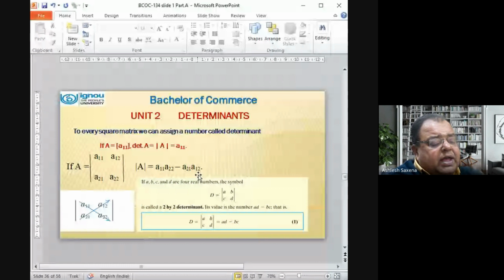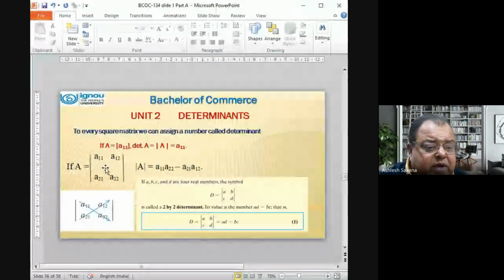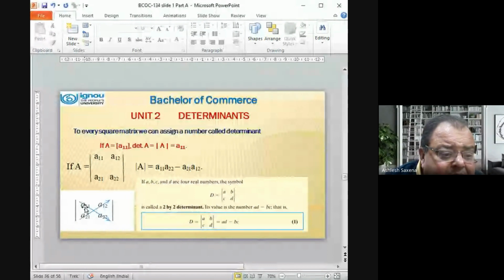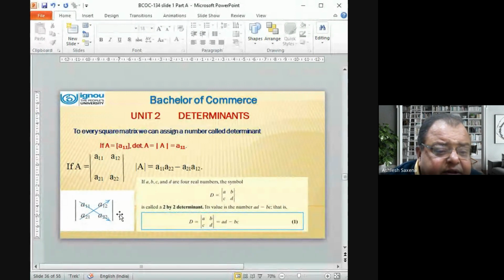And similarly throughout, every part can be used. Now see very carefully what I am telling you. These are the 4 elements: A11, A12, A21, and A22. We will be multiplying this way. See to it: this minus this. That means A11 into A22 minus A12 into A21.